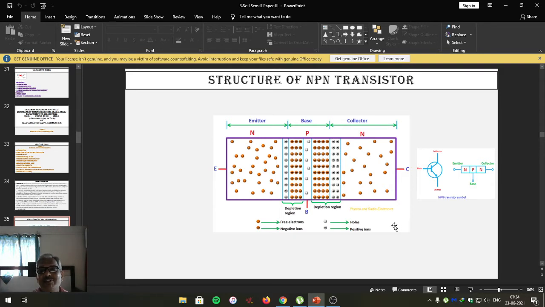One is NPN transistor, in which P type of semiconducting layer is sandwiched between two N type of semiconducting layers. Another one is a PNP transistor, in which N type of semiconductor is sandwiched between two P type of semiconducting layers. We also studied that BJT is a three-terminal device, namely emitter, base, and collector.